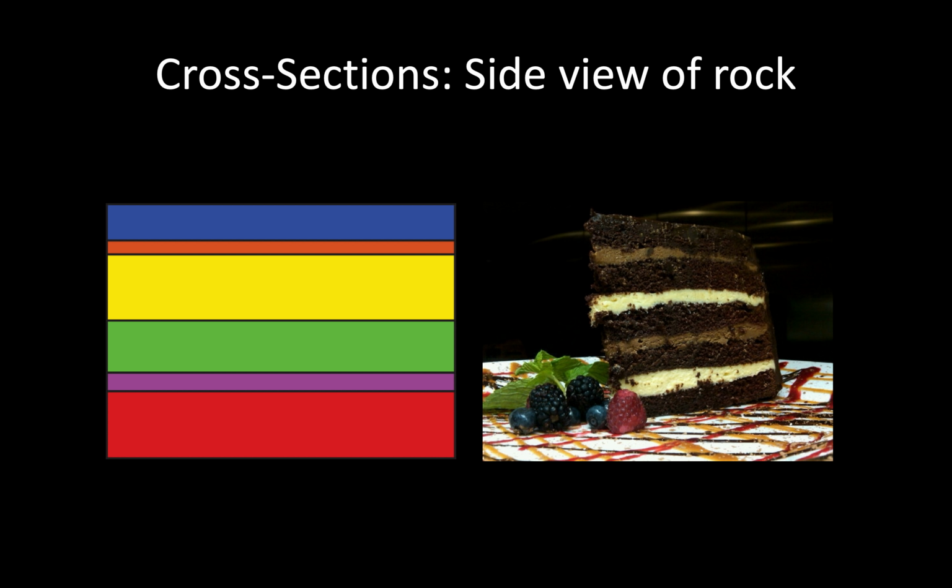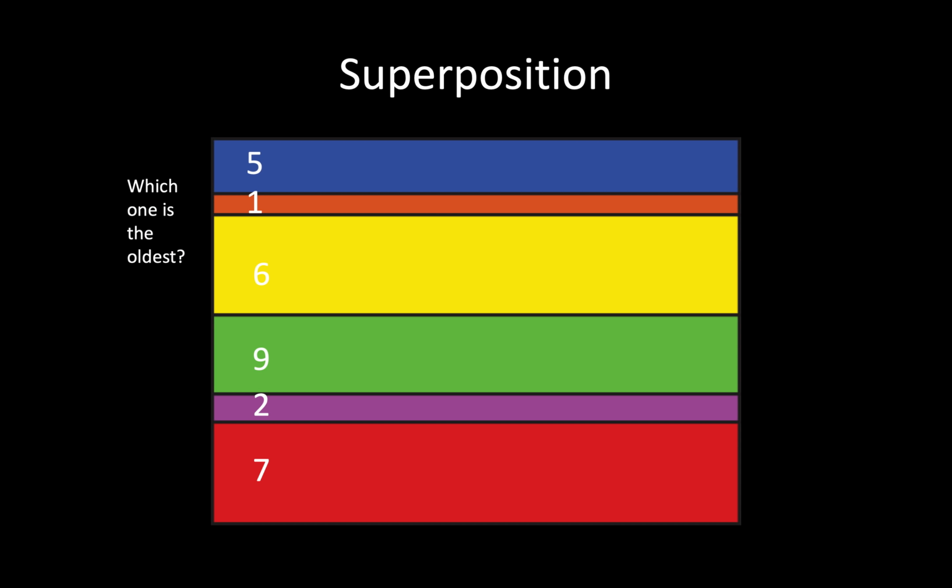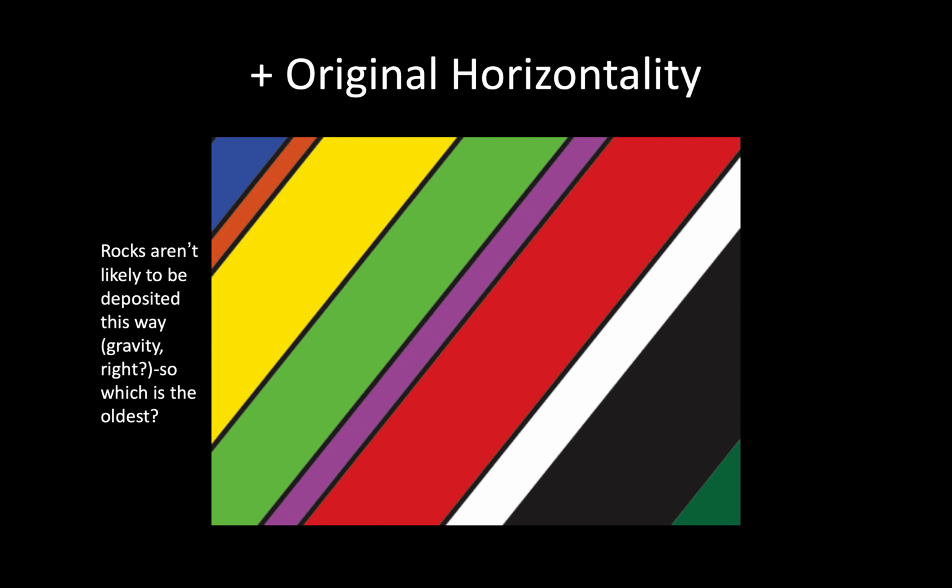Cross sections of rock kind of look like the slices of a layered cake. All right, here's an actual geologist who's looking very excited to be in front of a cross section of rock. All right, so superposition, which one is the oldest? The red layer, or number 7, depending on which one you're looking at, but it's this one right here. It's on the bottom. All of these slides have the answers to them, so you can go through this at your own pace using the slides on Canvas.